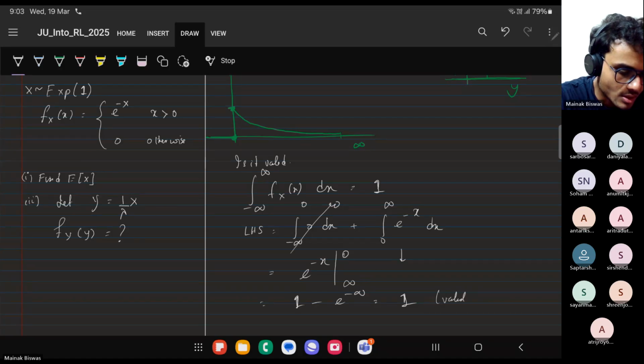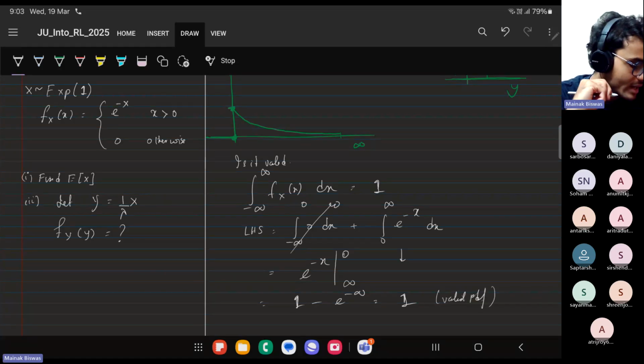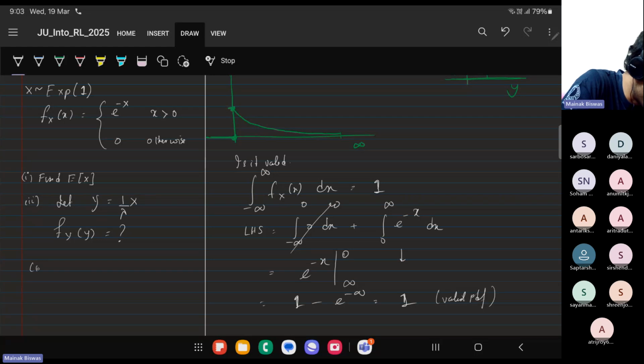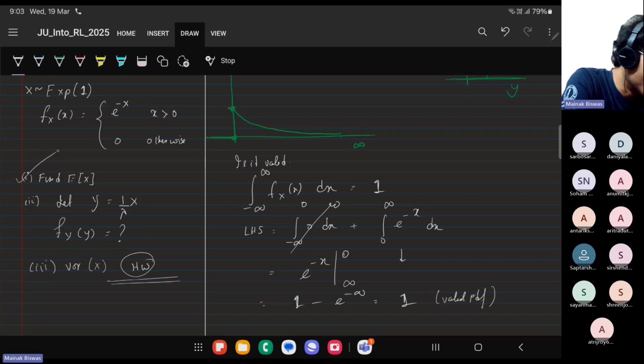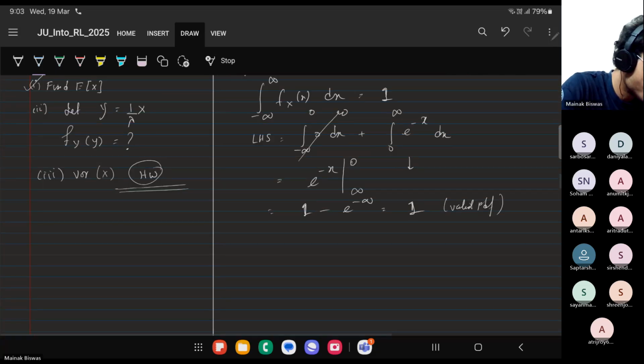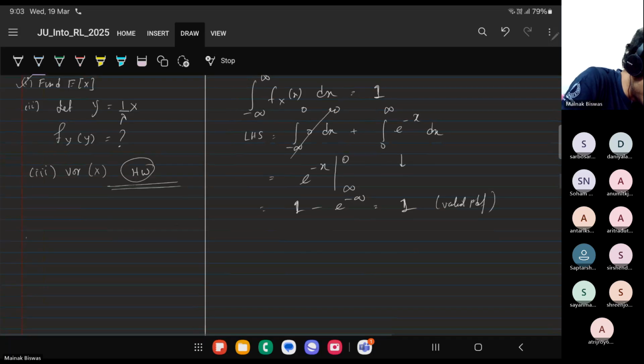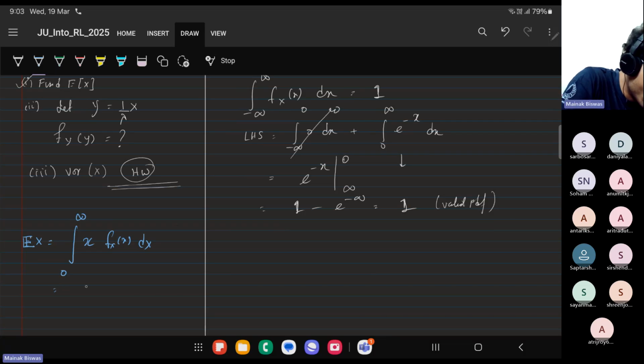Fine. So now I tell you to find the expected value. The variance will be your homework: find the variance of x as homework. Find the expected value. So how do I do it? Expected value of x is the integral between 0 and infinity, again recall, of x f of x dx, which is equal to the integral from 0 to infinity of x e to the power minus x dx. What will I do now?